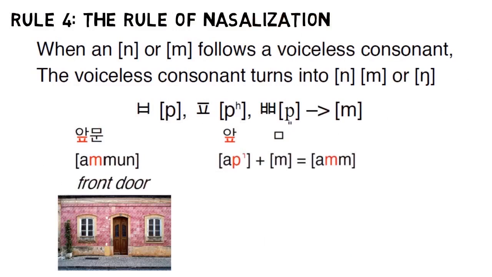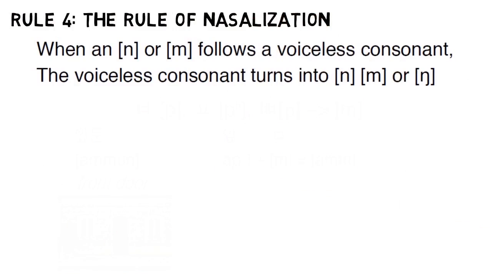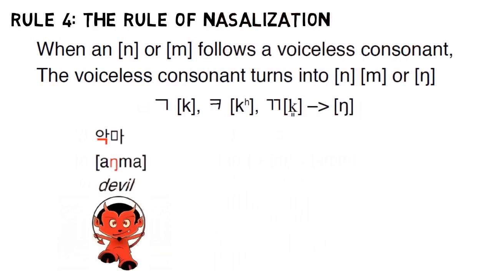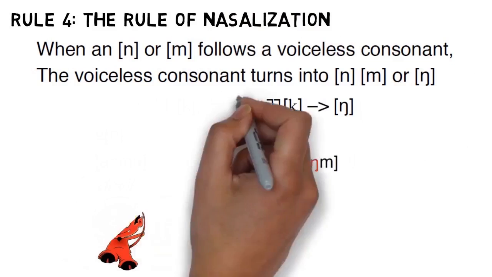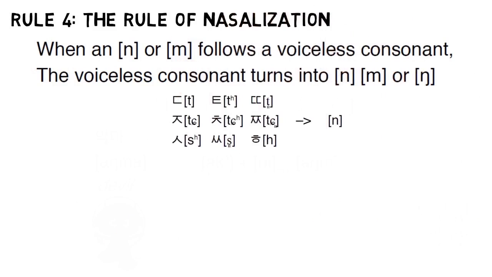The first syllable is spelled 안, but because it shows up right before an M, it turns into 안문. The K-like consonants are made with the back of your tongue, and so they produce a back NG sound. That gives you words like 악마, where the first syllable is spelled 악, but since it shows up before an M, it turns into 악마.